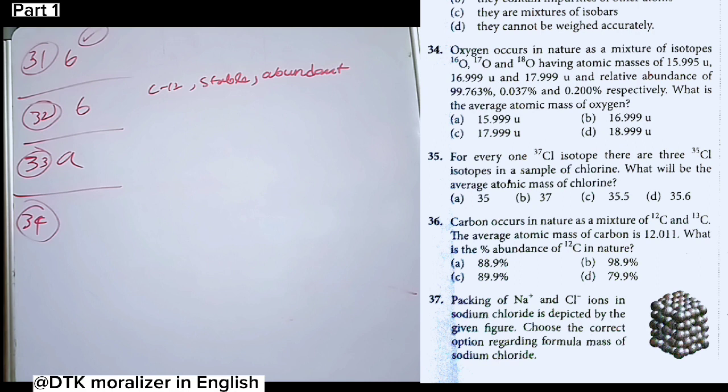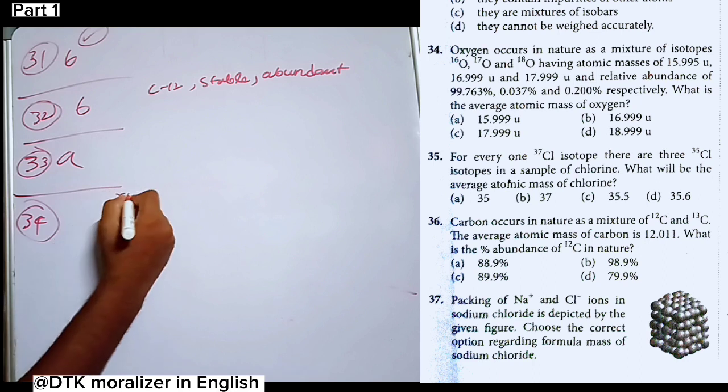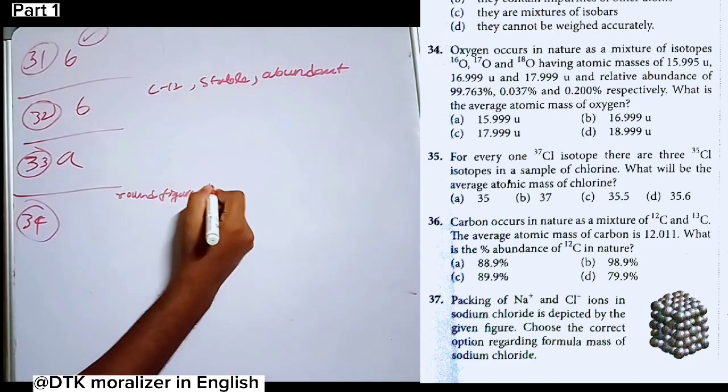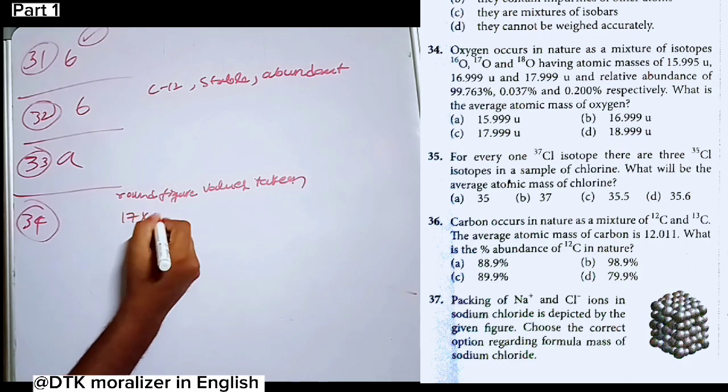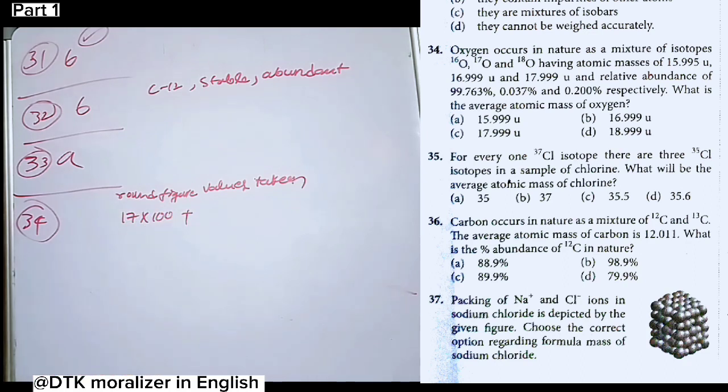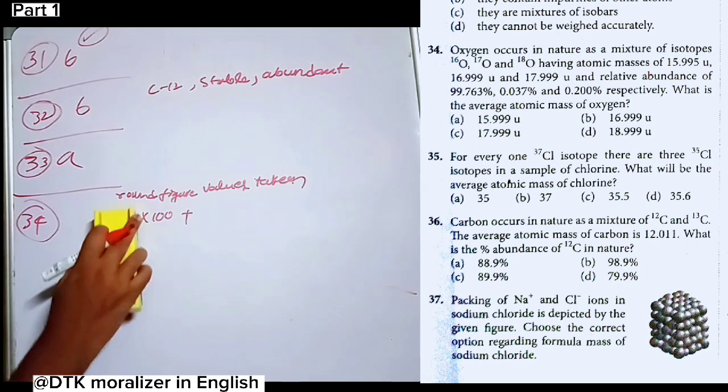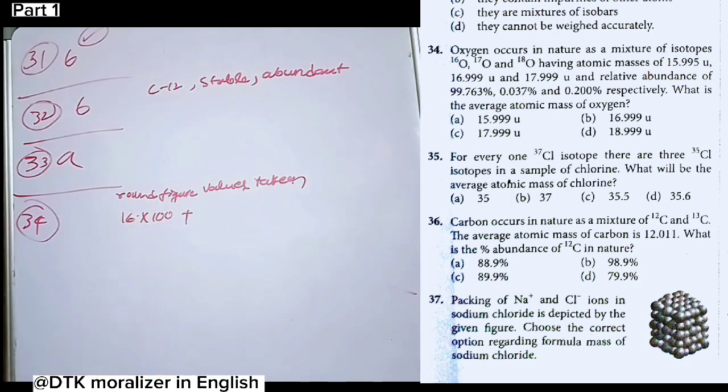Oxygen exists in nature as a mixture of isotopes. As you can see, these isotopes have masses of 15.99 and so on. These atomic masses are given, and the relative abundances are given like this. What is the average atomic mass of oxygen? So here we have to find the average atomic mass. We need the percentage abundance times the atomic mass, divided by the total percentage abundance. So here I'll take round figure values.